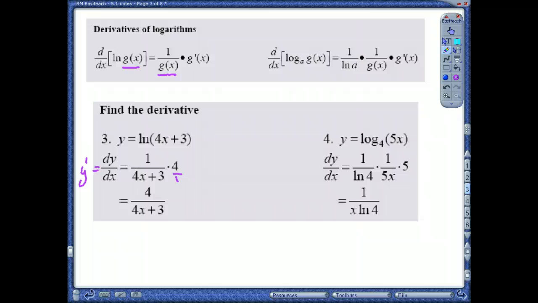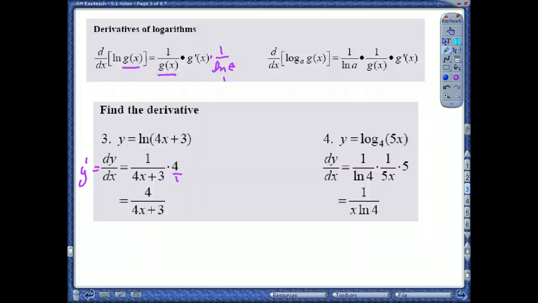If, however, you don't have a base of e, you're going to start off your process with 1 over the natural log of the base you do have. Now technically we have that here, 1 over the natural log of e, but you know the natural log of e is 1, so you have 1 divided by 1, which is 1. So this has just been simplified. So basically this formula is going to work for all of your logarithm bases. So 1 over the natural log of the base you do have times 1 over what you're taking the log of times the derivative of what you're taking the log of.